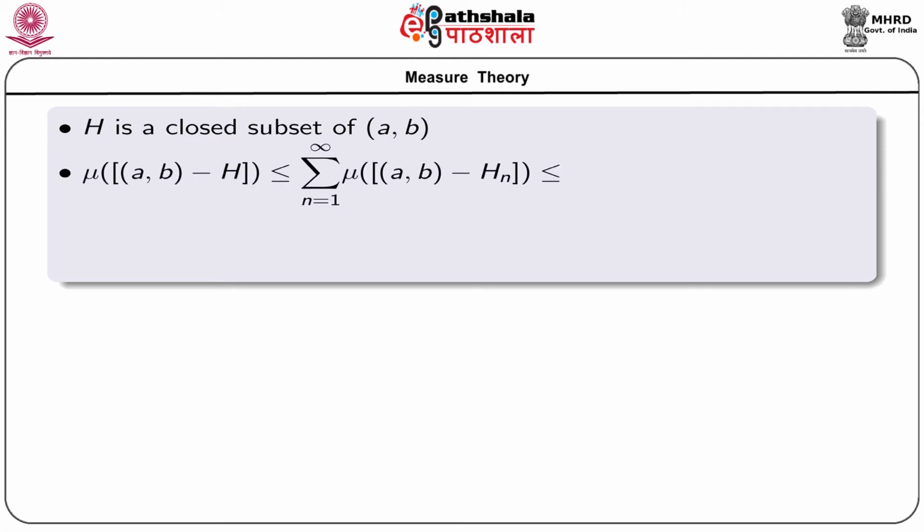and if we consider the measure of open interval a b minus H, then it is less or equal to sigma n equal to 1 to infinity mu of open interval a b minus Hn by the countable subadditivity of the Lebesgue measure, and this is less or equal to sigma n equal to 1 to infinity epsilon by 2 to the power n plus 1. So, this sum is equal to epsilon by 2.